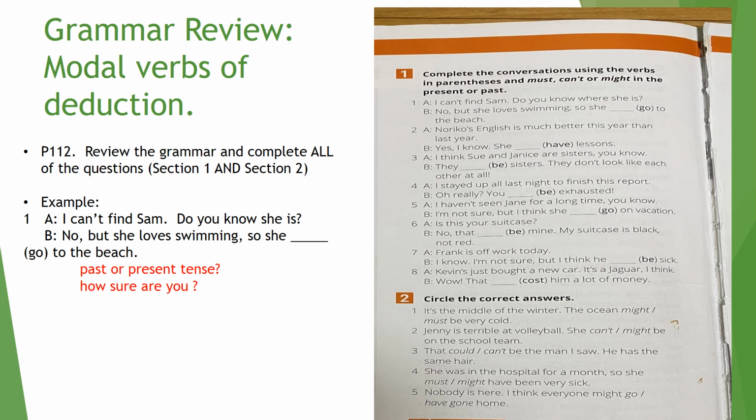Question 1. So it says, A says, I can't find Sam. Do you know where she is? And person B, no, but she loves swimming. So she, blank, to the beach. Right, so what you have to do is you have to figure out, is it the past tense or is it the present tense? And then you have to ask, how sure are we? And that is how you can finish this answer.